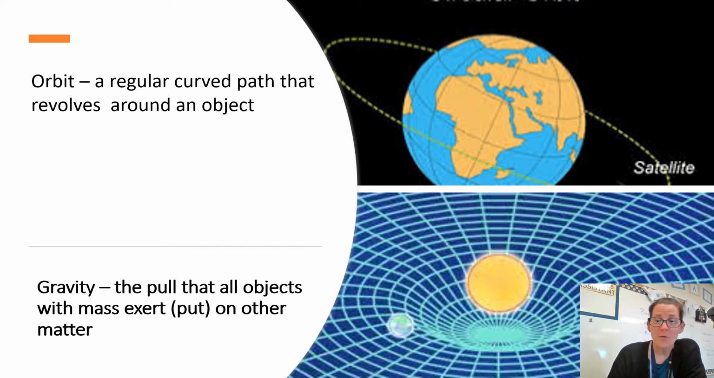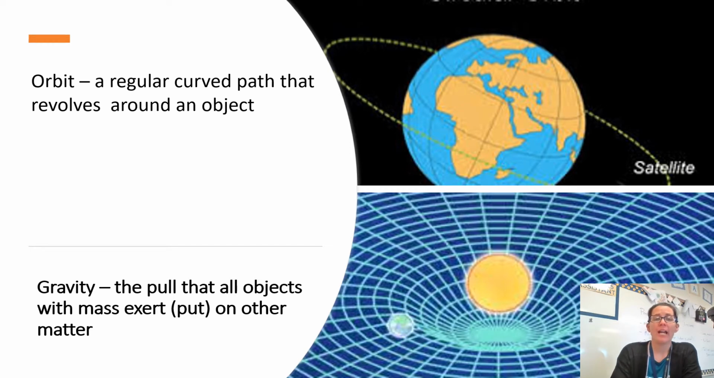Next, we're going to talk about an orbit. Here's that word again. It's a regular curved path that revolves around an object. So the moon is in orbit around Earth here. The Earth is in orbit around the sun. So just anything that goes in a regular curved path and revolves around an object.